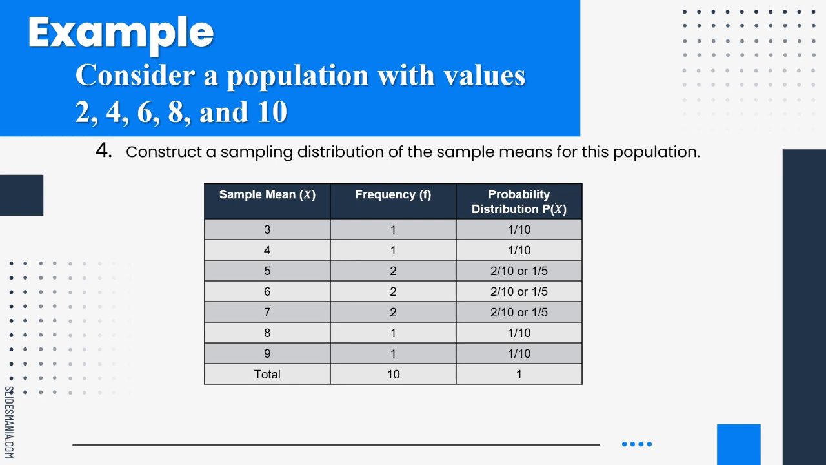For the sixth line, that is 8, its frequency is 1, and its probability distribution is 1 all over 10. For the last line, that is 9, its frequency is 1, and the probability distribution of 9 is 1 all over 10. The total frequency is equal to 10, which is equal to the number of our samples, and the probability distribution, when we sum it up, we will have 1.